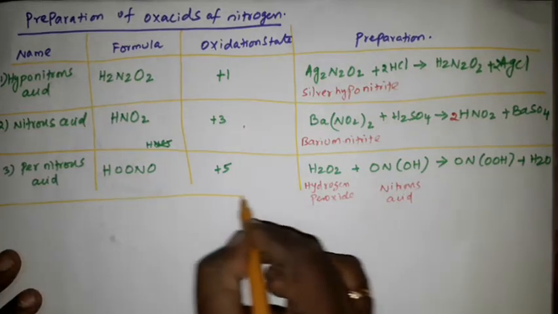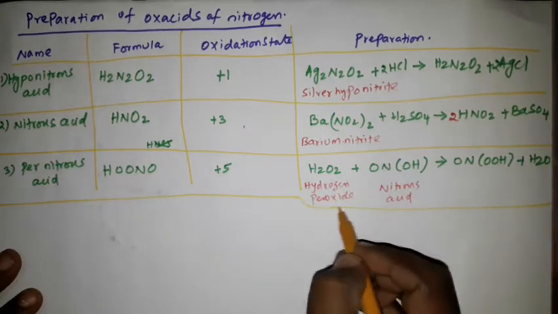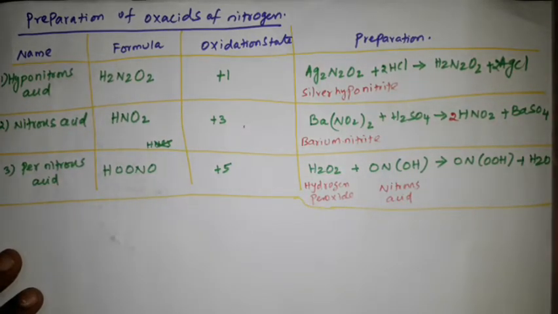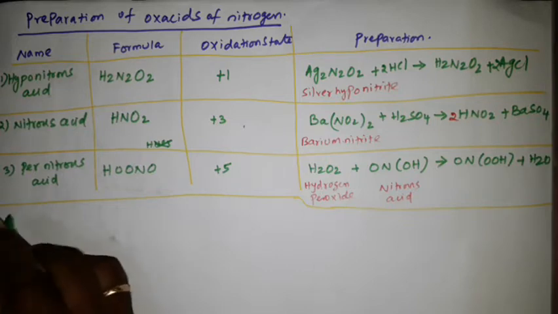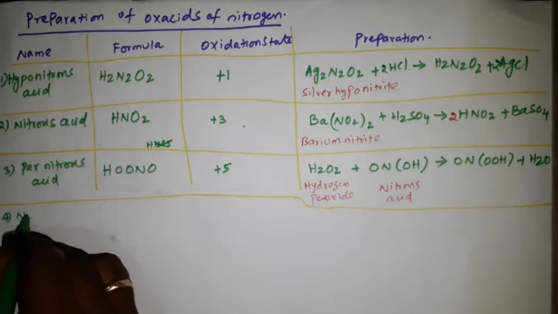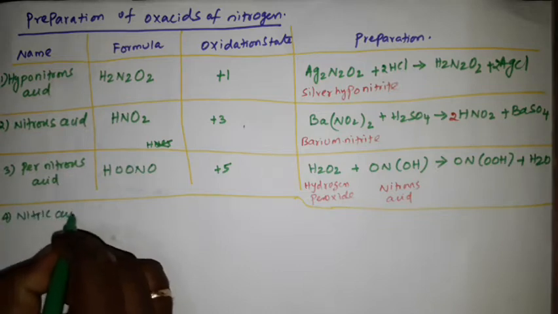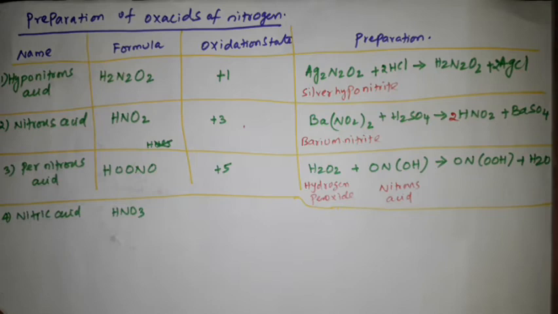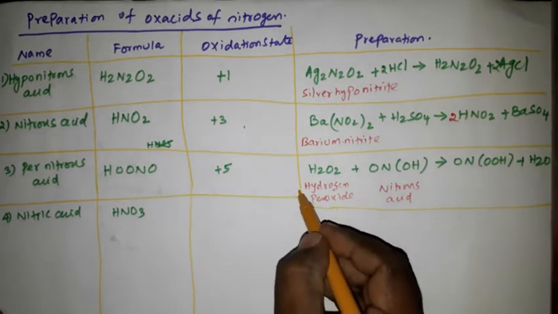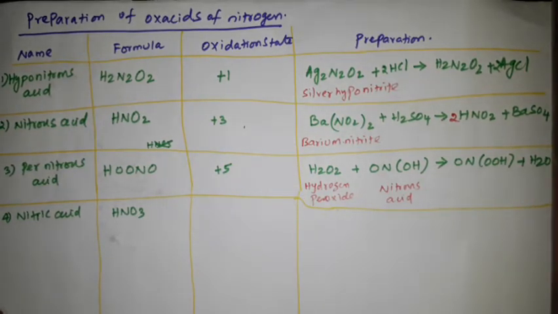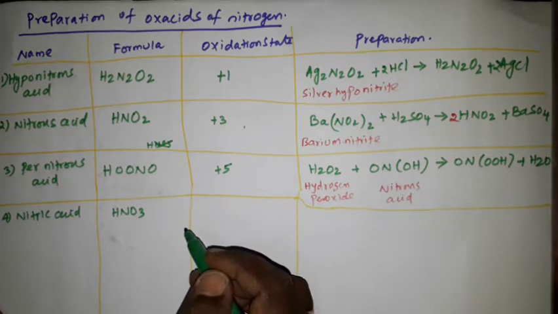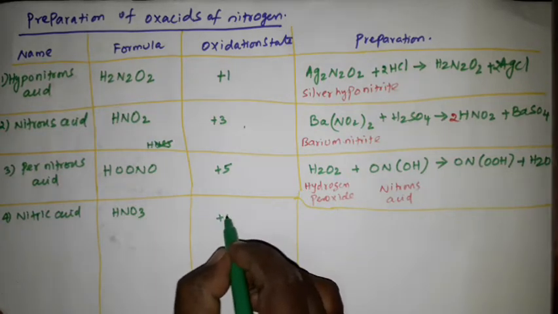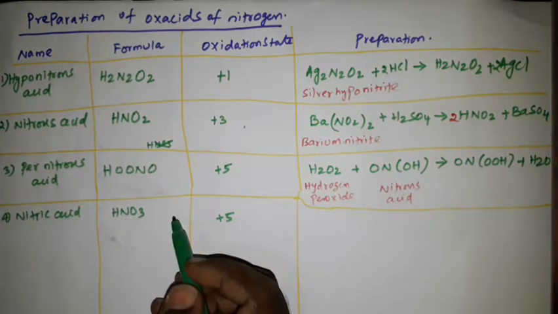Next one, number 4. The fourth member of oxacids of nitrogen is nitric acid. The formula of nitric acid is HNO3. The oxidation state for nitric acid is plus 5. See here, the oxidation state of nitrogen is +5.